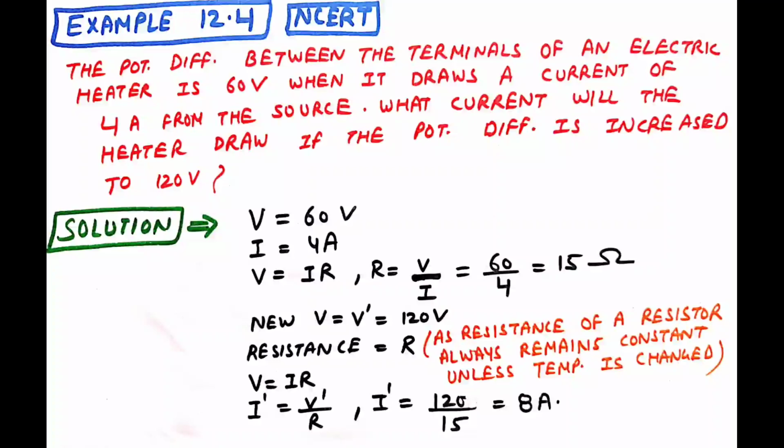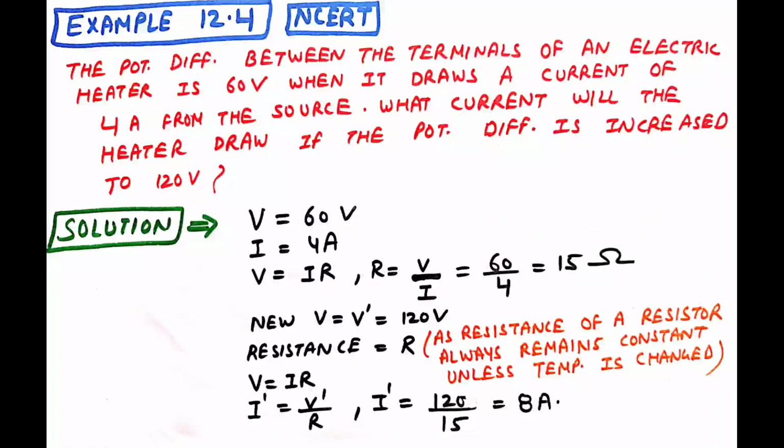So here basically the heater can be considered as a resistor, and in the first part he is telling us that the potential difference, that is V, is 60 volts. The current I is 4 amperes, and from Ohm's law we know that V is equal to IR. So from here, by transposing I to the other side, we get that R is equal to V divided by I. So when we put the values of V and I into the equation, we get that R is equal to 60 divided by 4, that is 15 ohms.